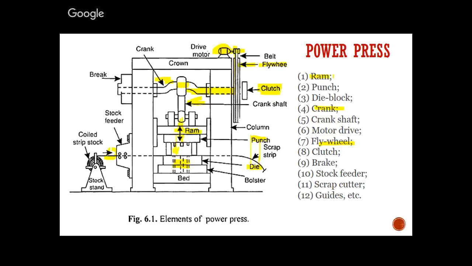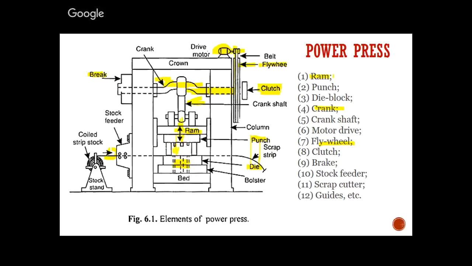So the brake is very much important. This brake is attached to the drive shaft to stop the strokes. If you want to stop at a return stroke or a forward stroke, then you need to apply the brake. So that is the application of this brake in this power press machine.